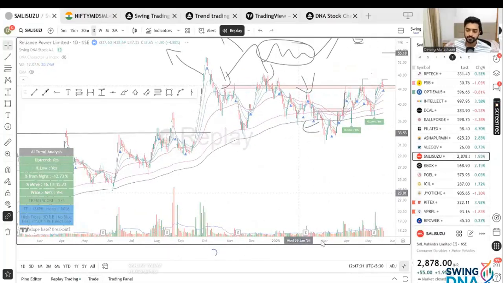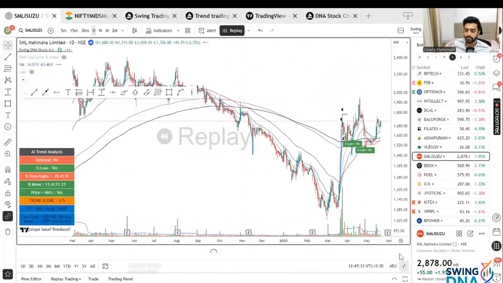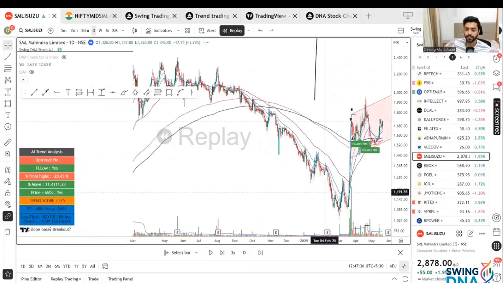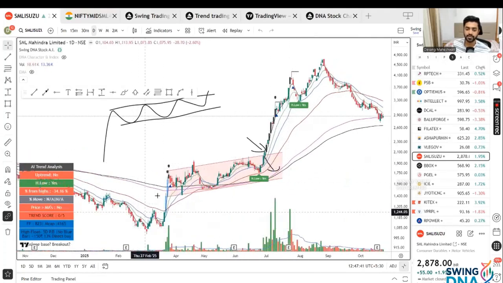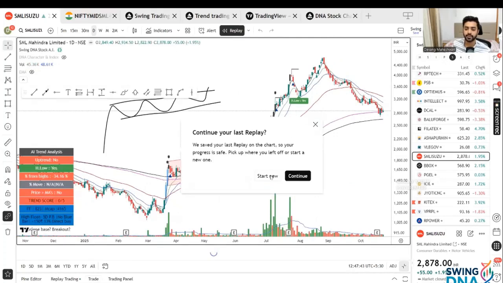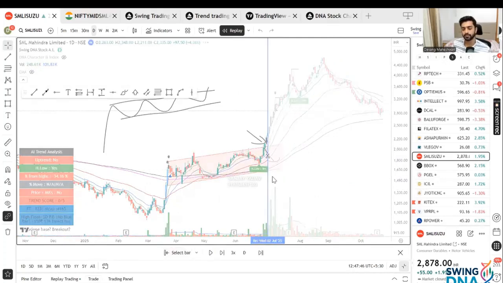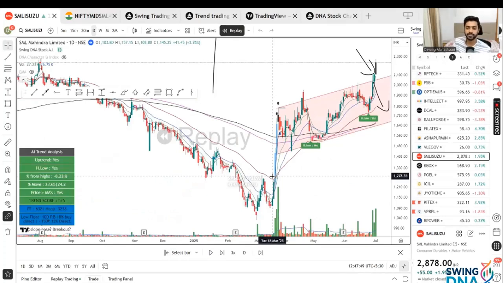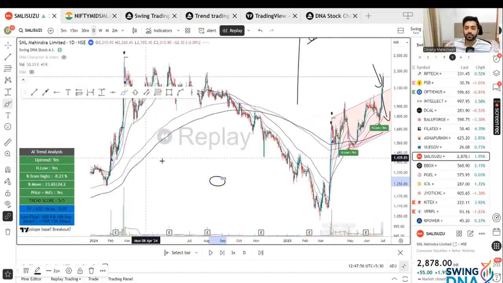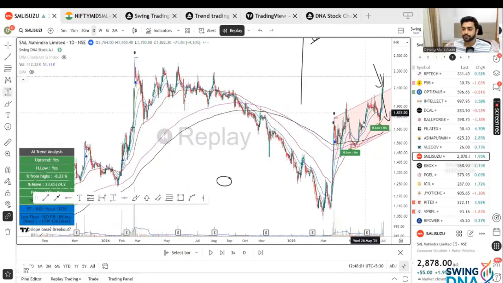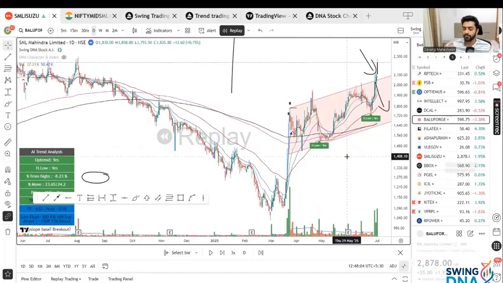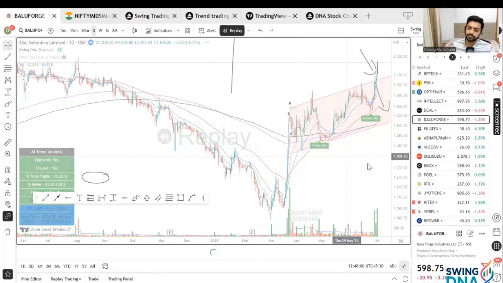SML Isuzu. Now look at this part here. This is an upslope base, and then this is your break. Now this is just 8% from the highs. Okay, just 8% here, so it takes care of it. Balu Forge was one more good movement.